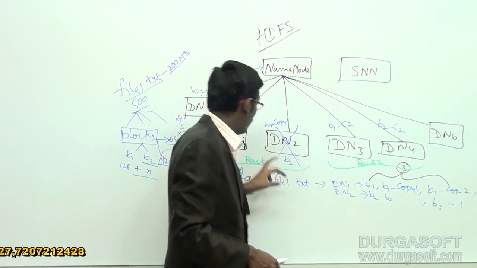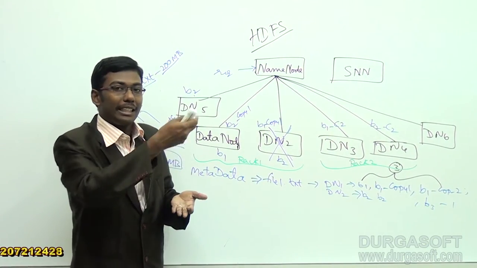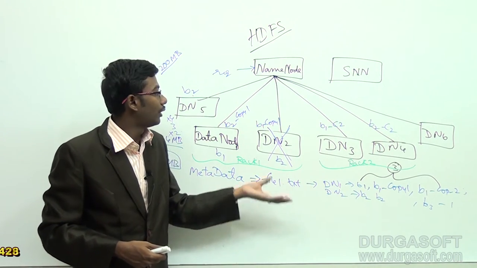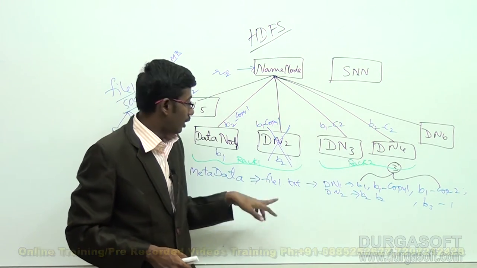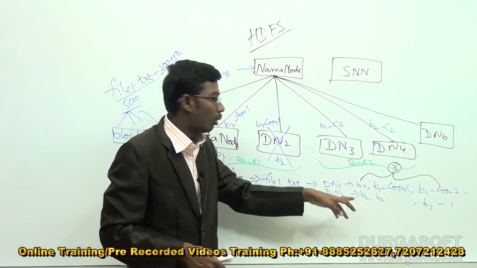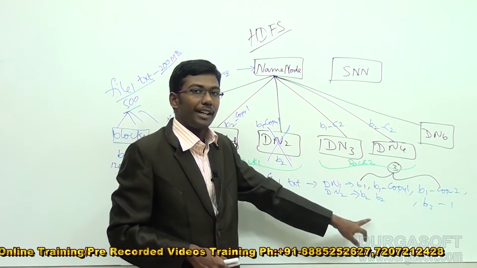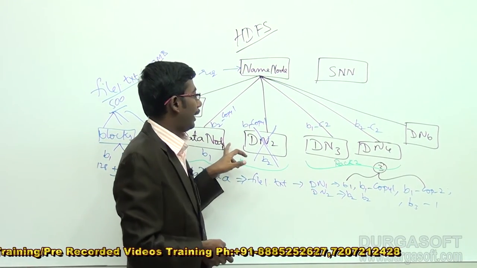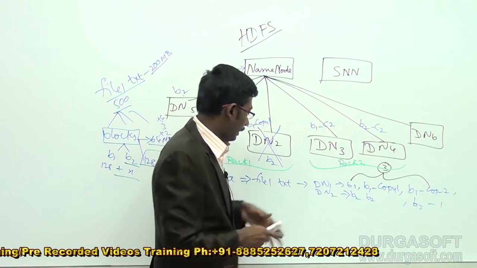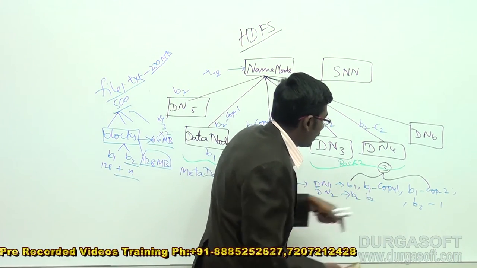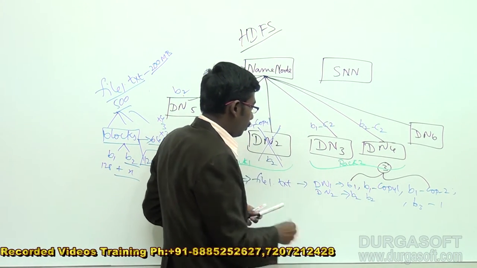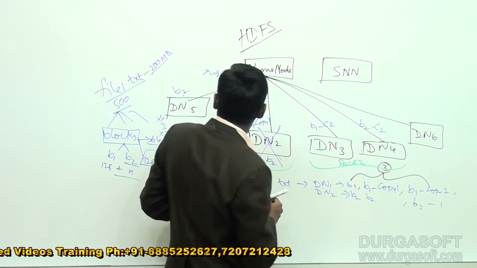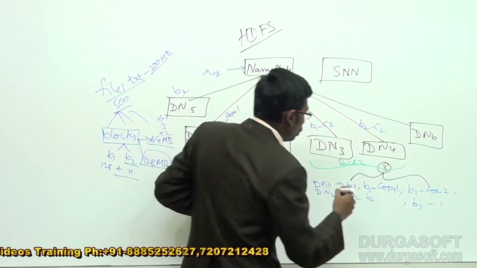Here the name node will check, as it keeps track of the metadata information for each and every file stored in the HDFS cluster. Suppose it checks file 1.txt: how many blocks are there, and what are the data locations? It will check. As the B1 location, we are keeping in the name node, data node 1, and here we have changed these locations. B1 copy 1, I am keeping in data node 2.